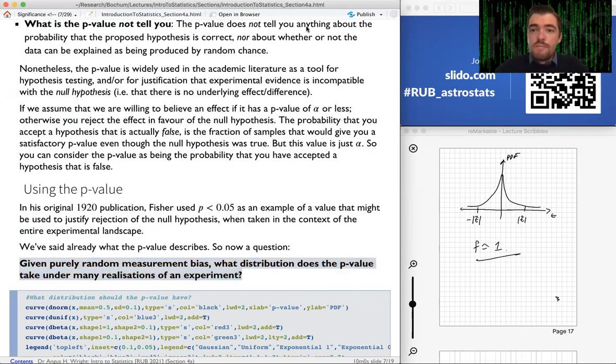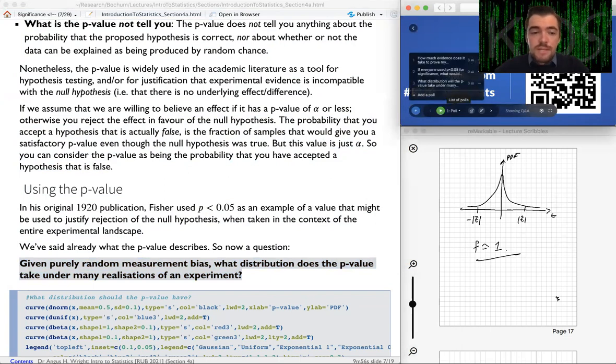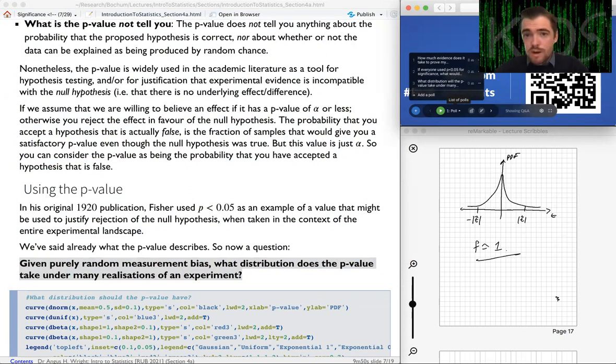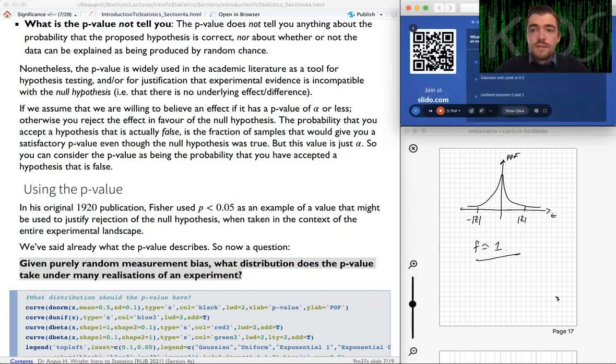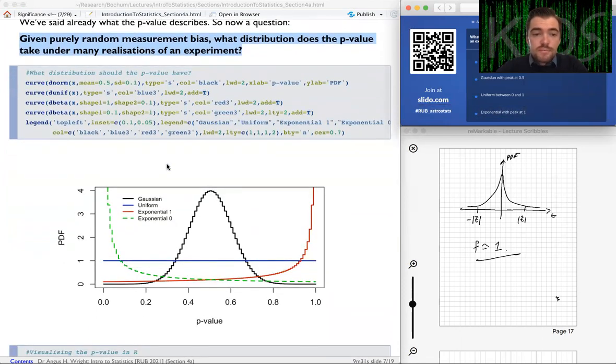So if I make an experiment and I measure a p-value, and this experiment is governed purely by random noise in the sample, no systematic bias, no experimental error, nothing, just random noise driven by the sample that I've generated. And I run that simulation, I run that experiment many, many times. What distribution do you think the distribution of p-values will take?